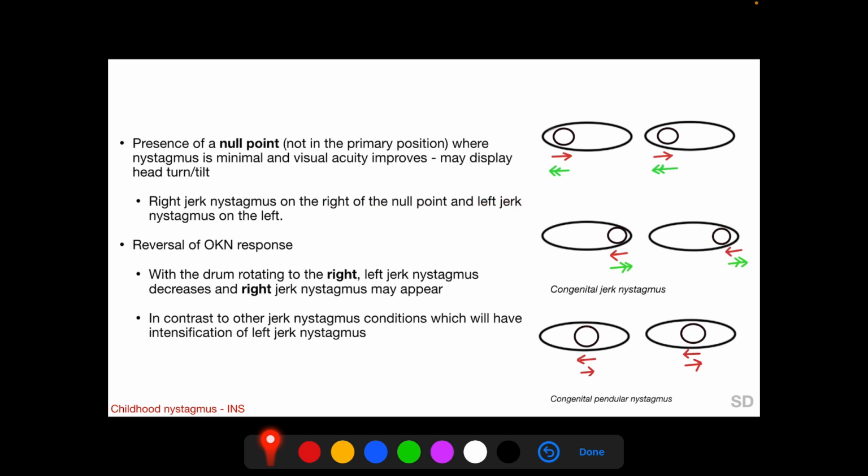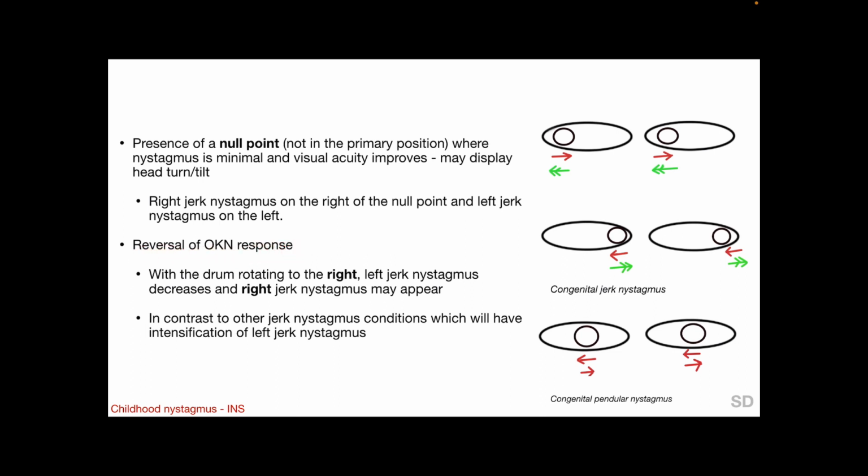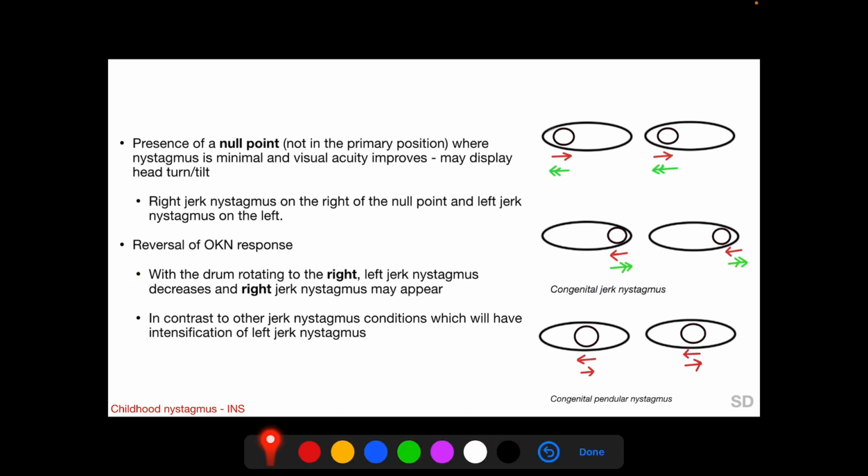Another characteristic feature of congenital nystagmus is reversal of O'Kane response. In a normal individual with the O'Kane drum rotating in one direction, nystagmus will appear in the opposite direction. However, in a patient with INS with the drum rotating in one direction, the jerk nystagmus in the opposite direction actually decreases, and jerk nystagmus in the direction of drum rotation may appear. In contrast, other jerk nystagmus conditions behave like normal individuals in that with O'Kane drum rotation in one direction, there is intensification of nystagmus in the opposite direction.